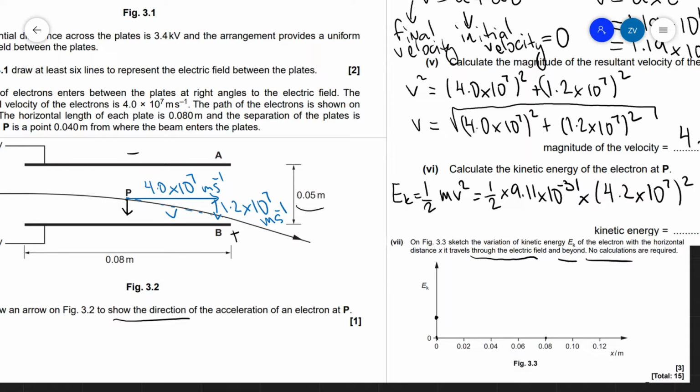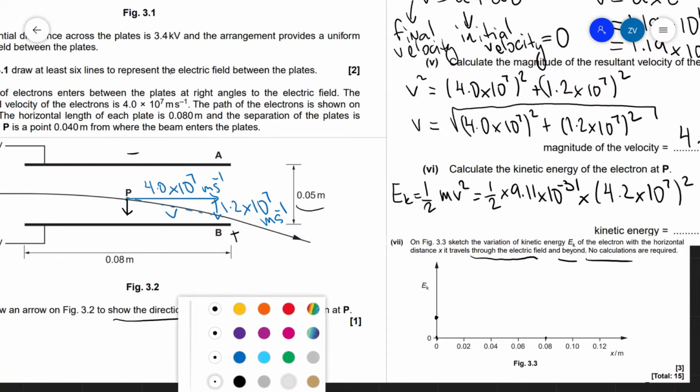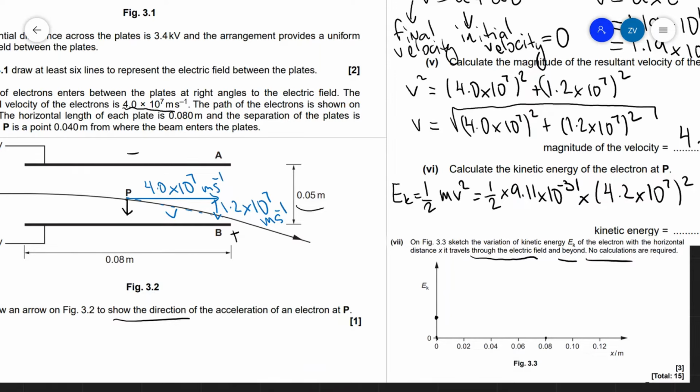So first off, the electron will actually arrive in the region between the plates with some kinetic energy. The reason for that is because the electron already arrives with a pretty high speed of 4.0 times 10 to the power of 7 meters per second. As it arrives, that kinetic energy is going to rise to some other value as the electron picks up speed up to 0.08. The question is, how is it going to rise? Is it going to be linear, or is it going to be in any other fashion?